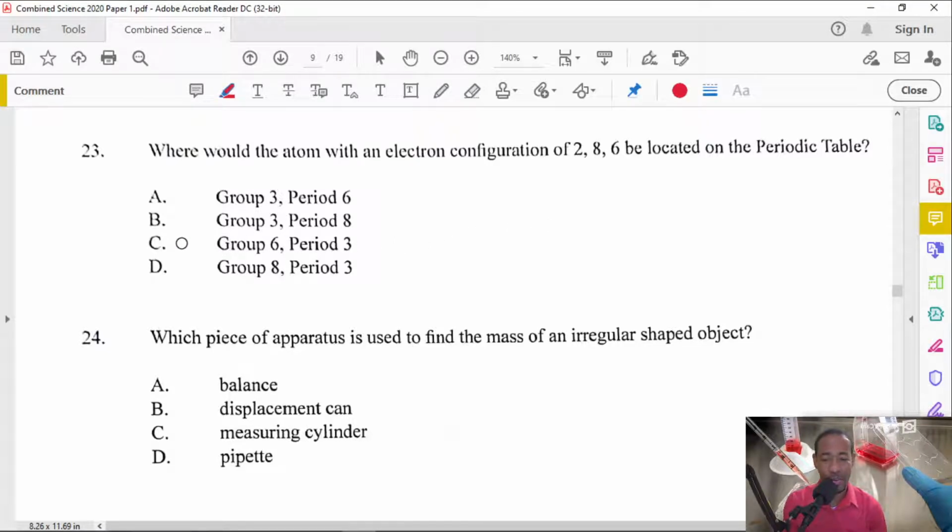So right off the bat, we can see that option C will be our answer. And again, period 3 because 3 shells, first, second, and third shell based on these numbers. So option C will be our answer there.